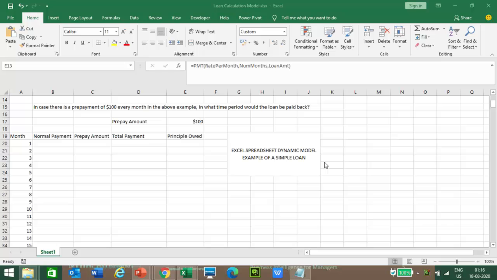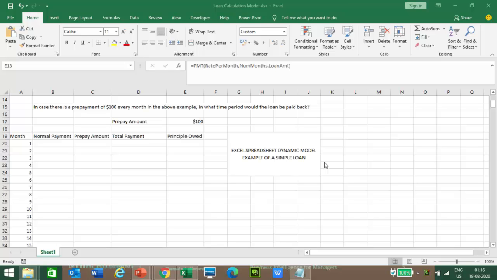Now we have another example, which is a continuation of the previous example, wherein in addition to paying the EMI amount of $1,100, the user is also paying a prepayment amount of $100 per month and wants to know in how much time he or she will be able to repay the entire amount. Now this is an example of a dynamic model where things are changing over a period of time and hence makes it a bit more complex, and a more real life kind of a scenario.